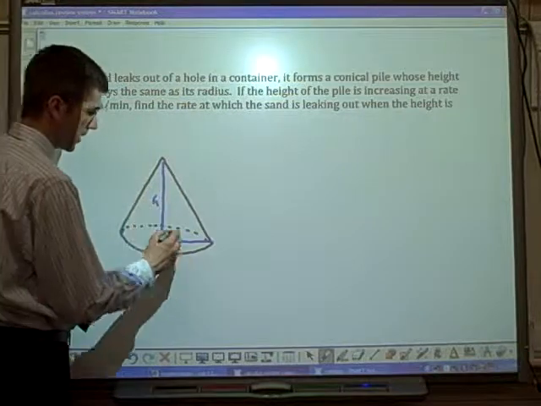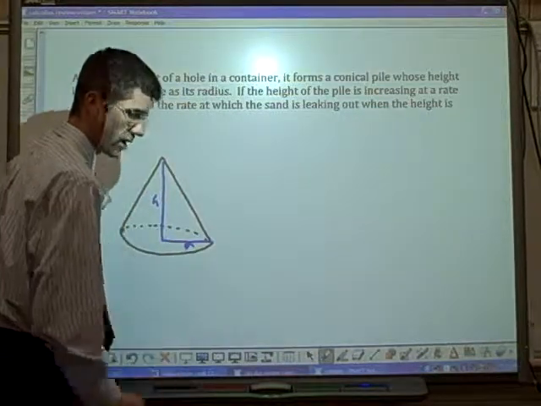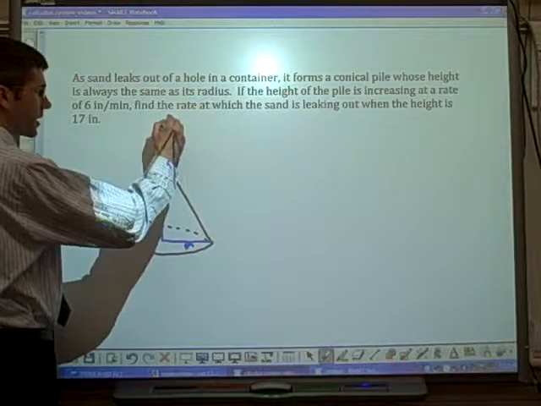But if this is the height, this is the radius. This picture is kind of unnecessary. It just helps us visualize it. We have sand leaking out here.